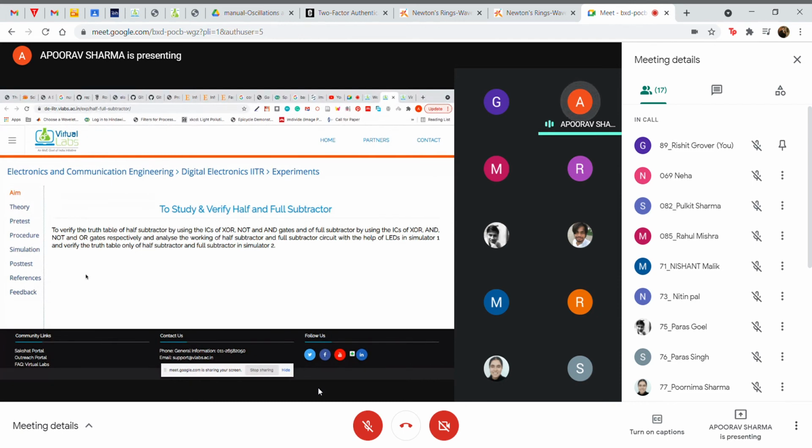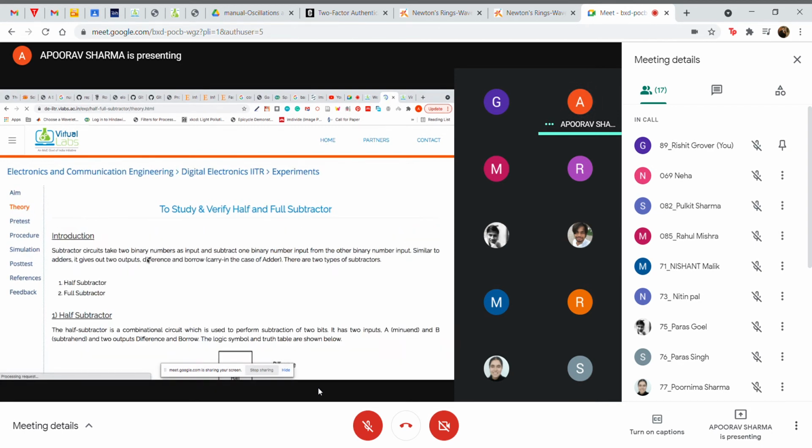Okay, so your third experiment is to study and verify half and full subtractor. As you can tell from the name, this is your subtractor, used to subtract 2 or 3 bits. So if we look at the theory, your subtractor circuit takes 2 binary bits as input and subtracts one binary number input from the other binary number. It's very simple.